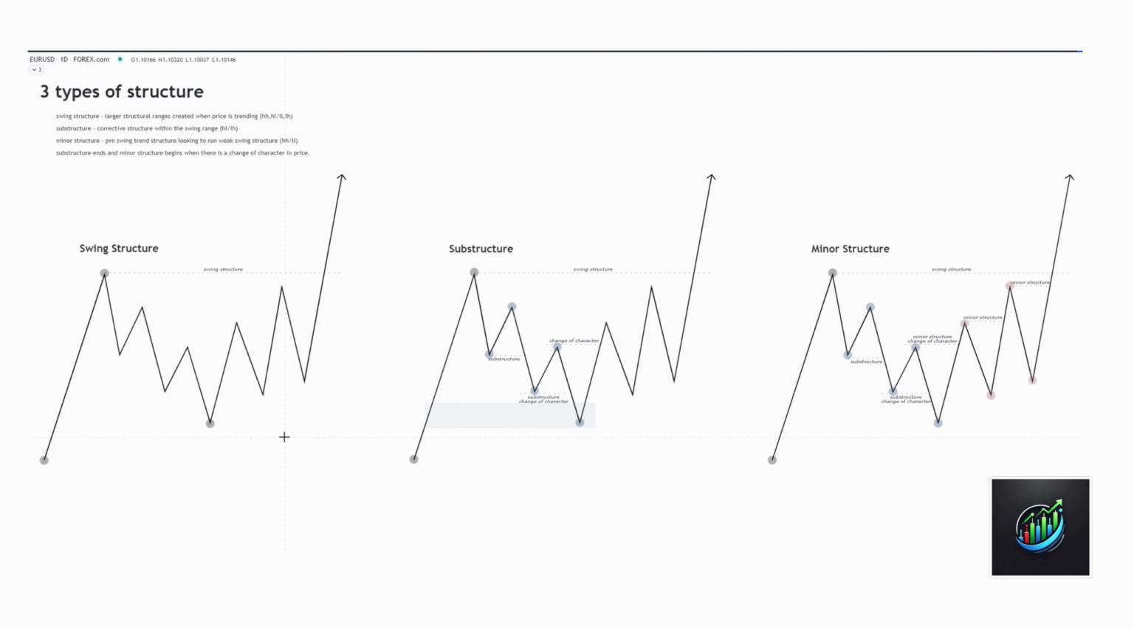because at the end of the day, understanding your swing structure is going to give you your trend. Understanding your substructure is going to allow you to know where likely turning points are bound to happen, and then minor structure is going to allow you to see that continuation of the trend that would, in theory, allow price to, in this case, run the previous swing high to form a new higher high.